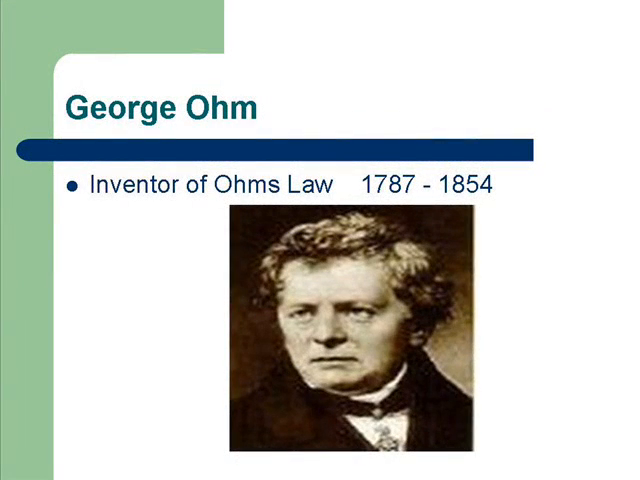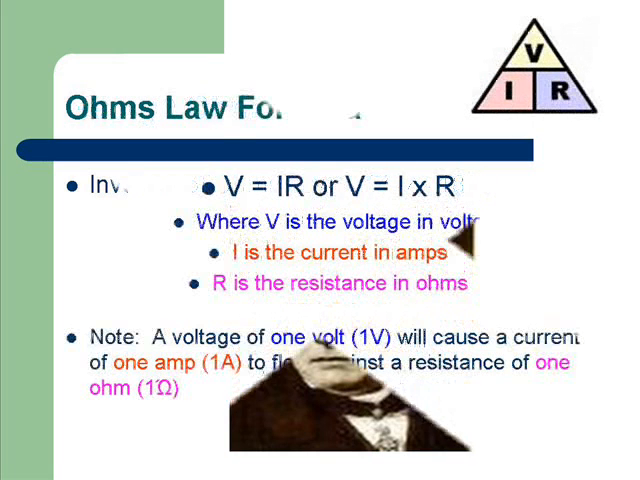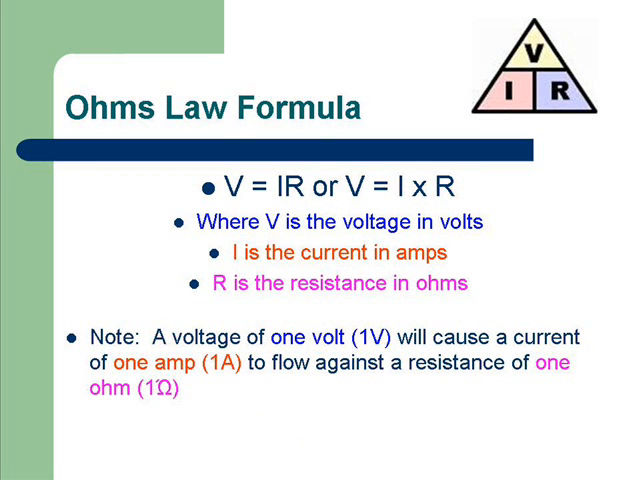Ohm's law, invented by George Ohm, states that the voltage is equal to the current times the resistance, or V equals I times R, where V is the voltage in volts, I is the current in amps, and R is the resistance in ohms. In other words, a voltage of 1 volt will cause a current of 1 amp to flow against the resistance of 1 ohm.